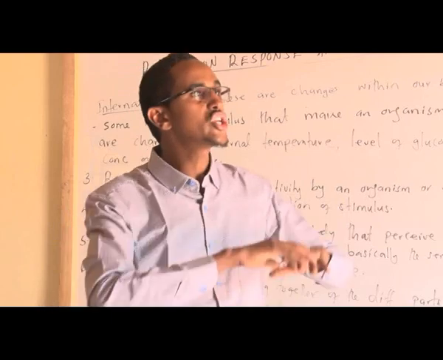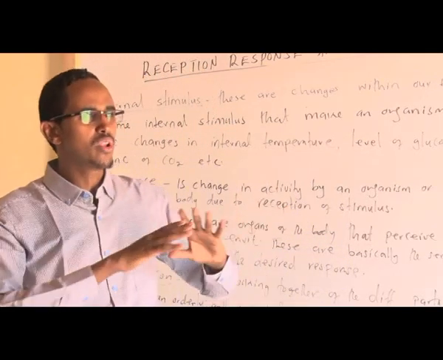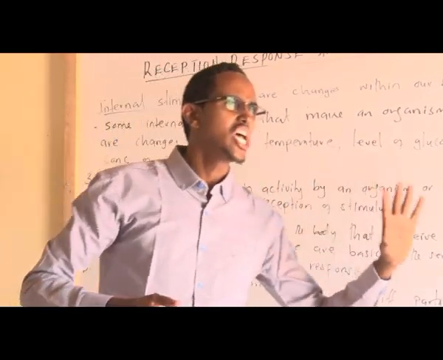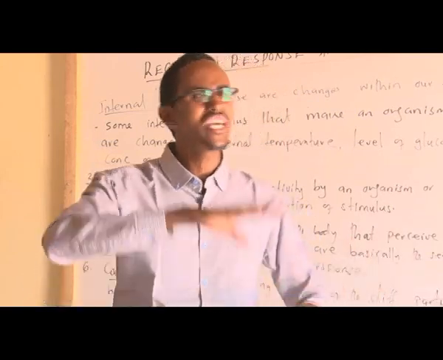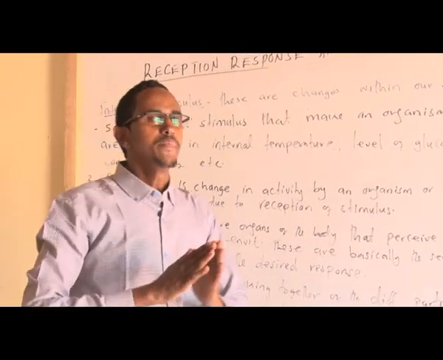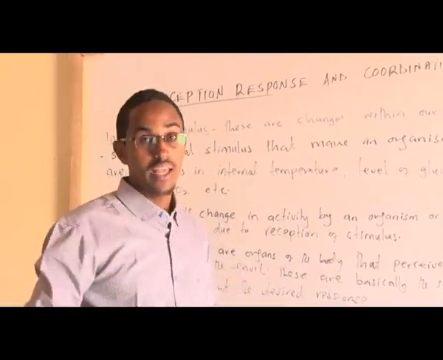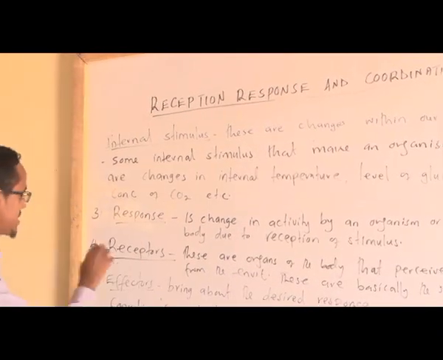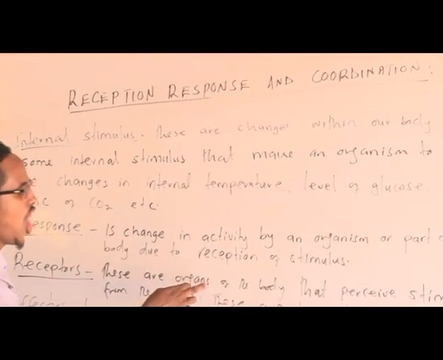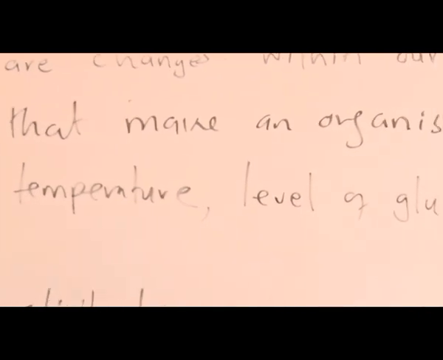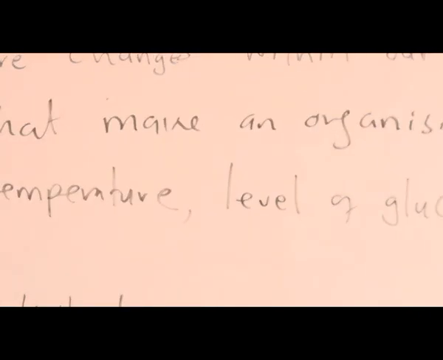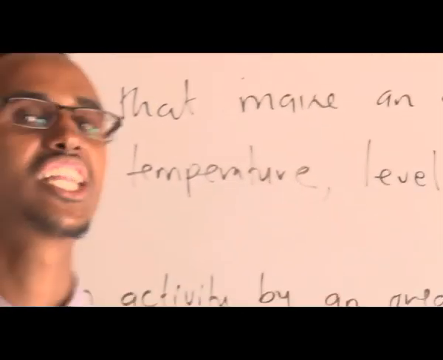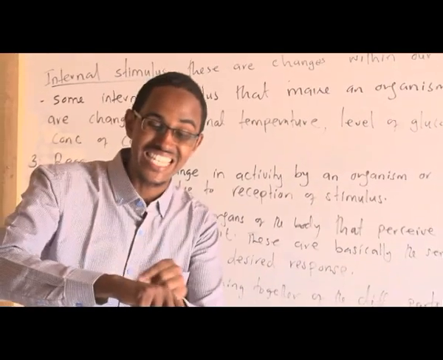If there is a change, for example, there is noise around, or there is soft music around, it is also these receptors that will perceive them as stimulus. So what I'm saying is that receptors are organs of the body that receive stimulus from the environment. For example, these are basically the sense organs. When I say the sense organ, I mean the skin.